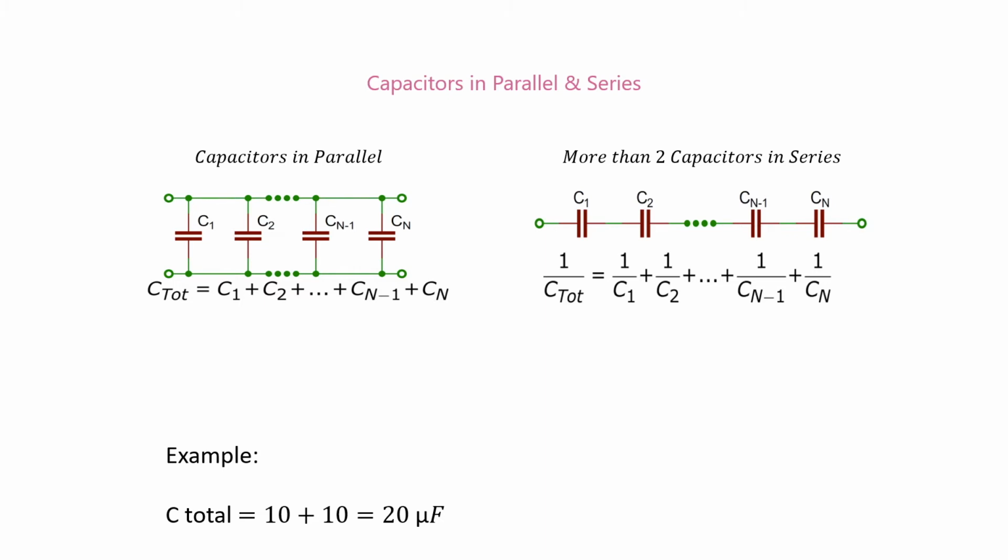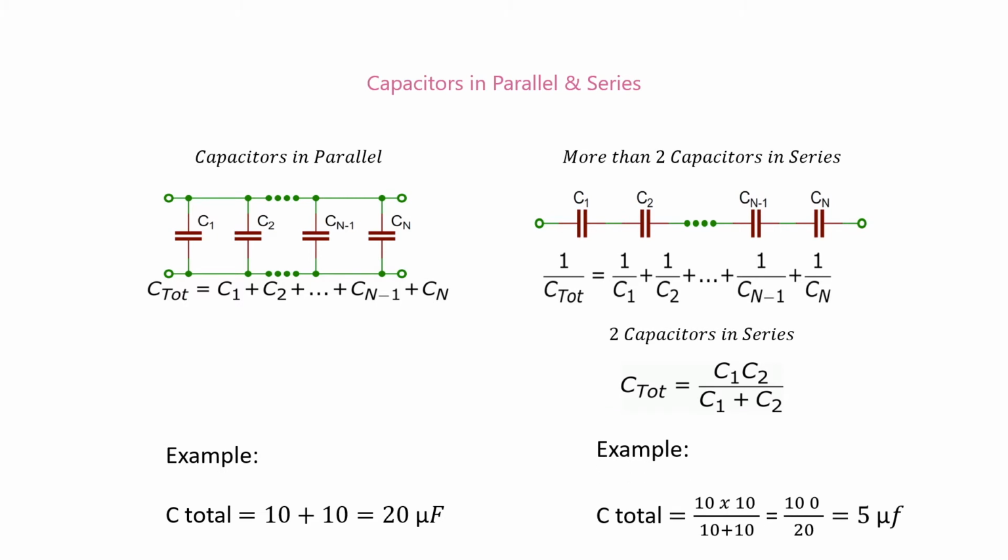In the case where capacitors are connected in series, finding the total capacitance is a bit more challenging. Taking an example of two capacitors in series, we use this formula where C total equals C1 multiplied by C2 divided by C1 plus C2. Let us look at an example using the 10 microfarad capacitor again. Using this formula, we get the numerator of 10 multiplied by 10 and the denominator of 10 plus 10. That gives us 100 divided by 20, which gives a total capacitance of 5 microfarads.